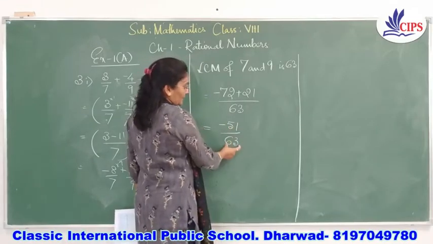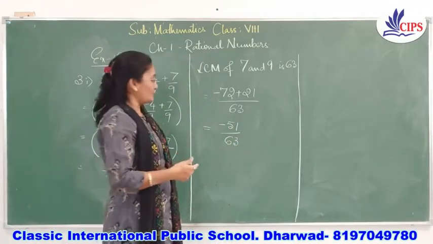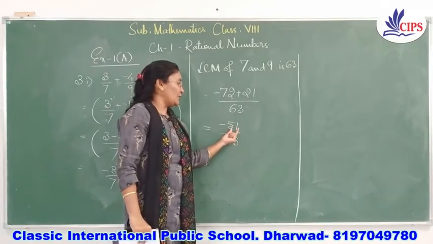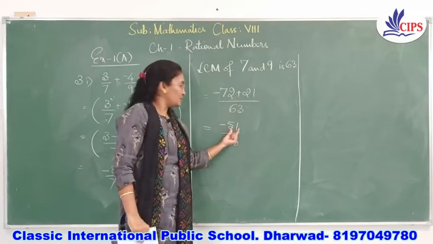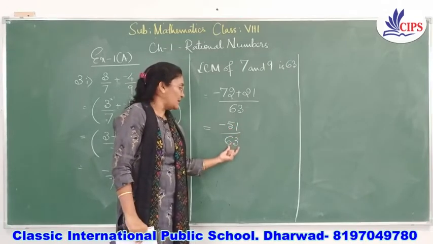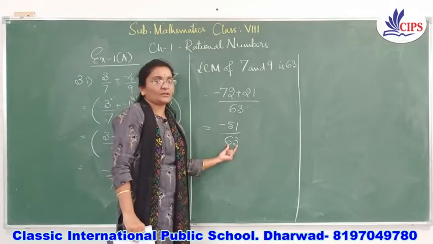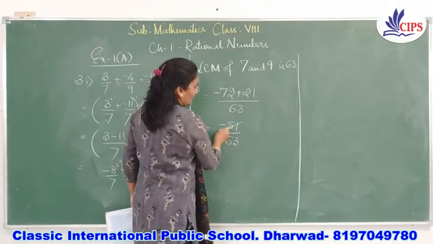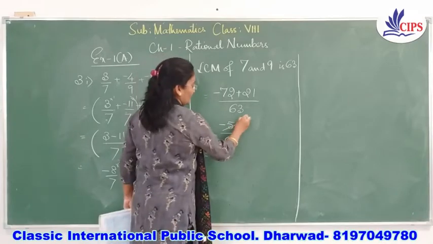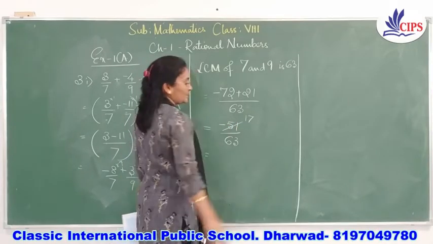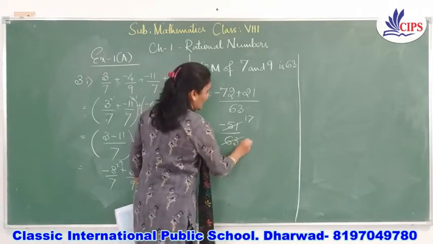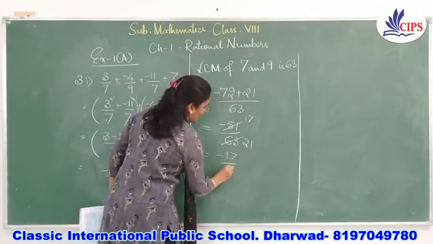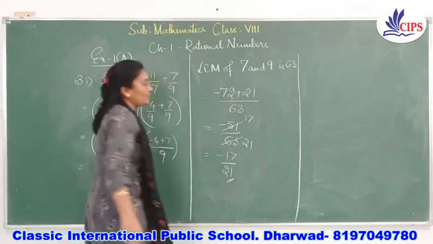See, 51 by 63, check whether we can simplify it. 51 is divisible by 3. Yes, 51 is divisible by 3. And 63 is also divisible by 3. So we'll simplify this by 3. 3 17s are 51 and 3 21s are 63. So our final answer is minus 17 by 21.